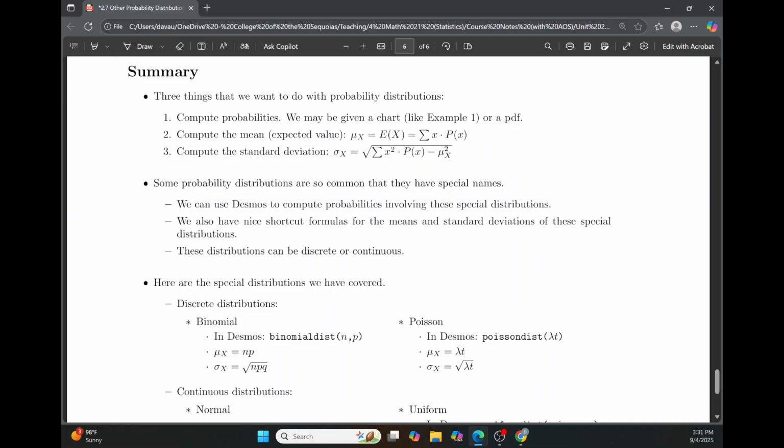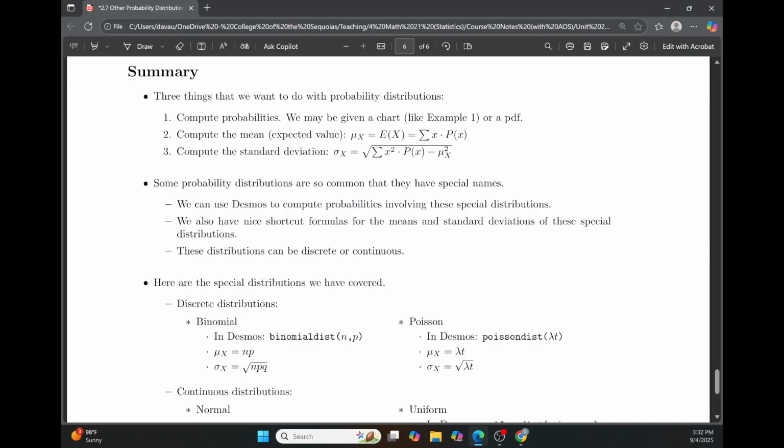If you're given a probability density function, then you could try to use that probability density function to compute probabilities. We really didn't practice that a lot, and you're not going to be tested on it. If you know exactly what kind of probability distribution you're dealing with, then of course you could compute probabilities in Desmos, and we'll talk about that a little further down. But that's the first thing we want to do with probability distributions: we want to be able to compute probabilities.